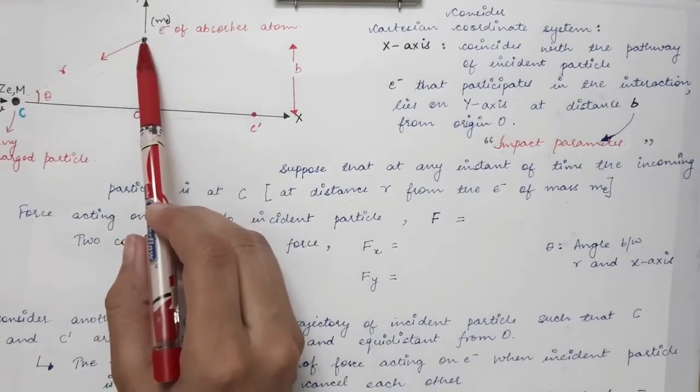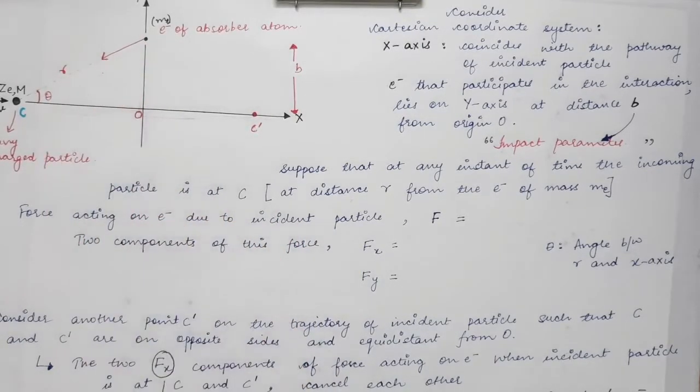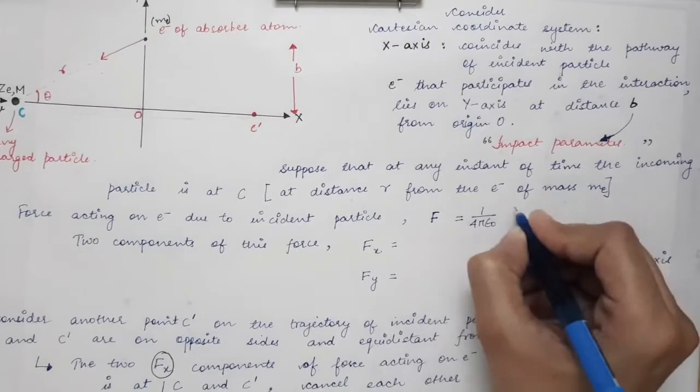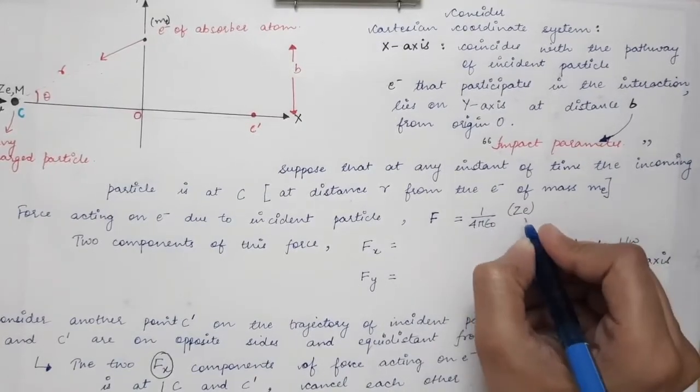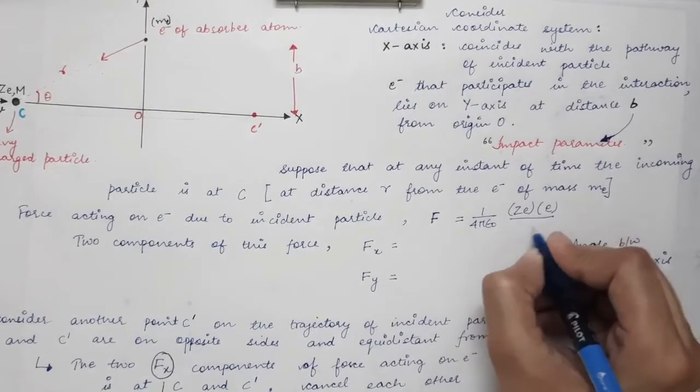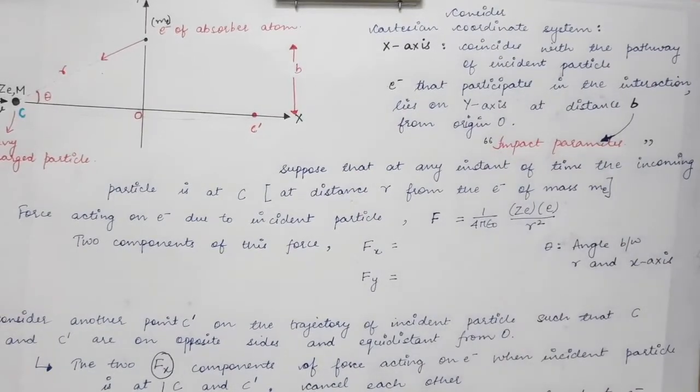So what will be the force? It will be along this direction. So the force will be equal to 1 by 4 pi epsilon naught Z into e. Here we write only the magnitude. So the charge on the electron is e, divided by r square. So this is the expression of force which is acting on the electron due to the incident particle.